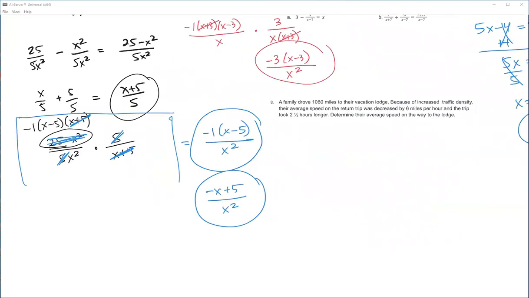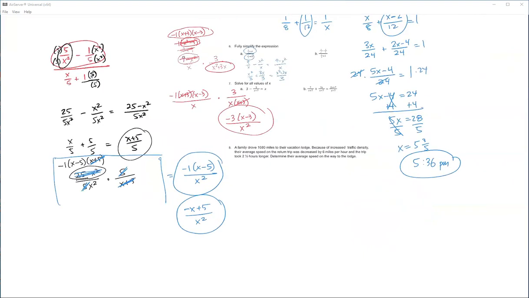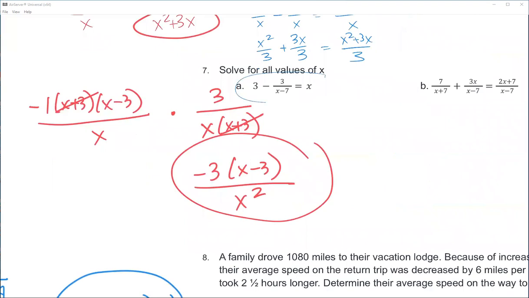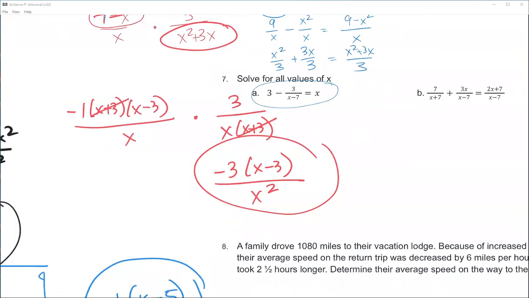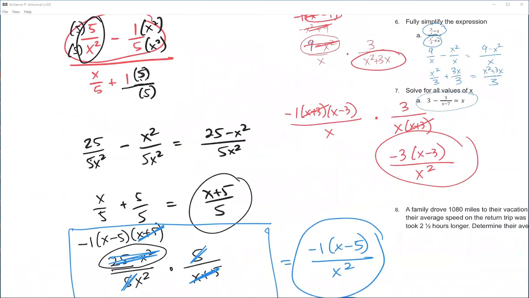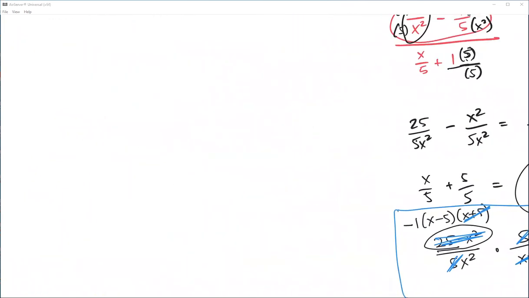Okay, here we go. Almost there. All right, number 7. Okay, so this is going to be 3 minus 3 over x minus 7. So 3 minus 3 over x minus 7 is equal to x. Is that correct? Okay.